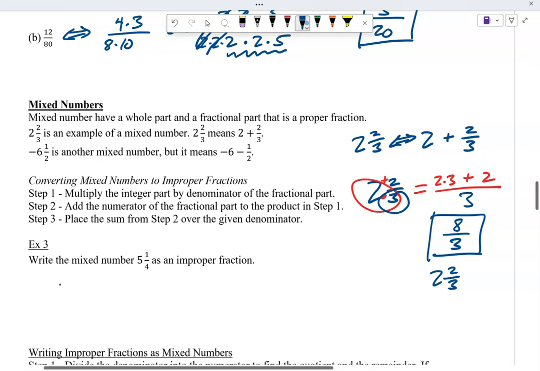Let's do another one here, 5 and 1/4. So I'm going to go 5 times 4 plus 1.